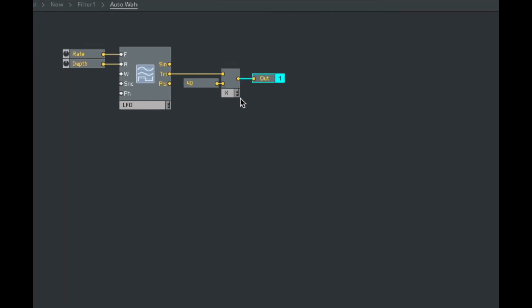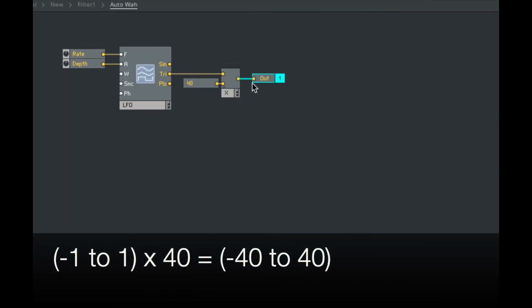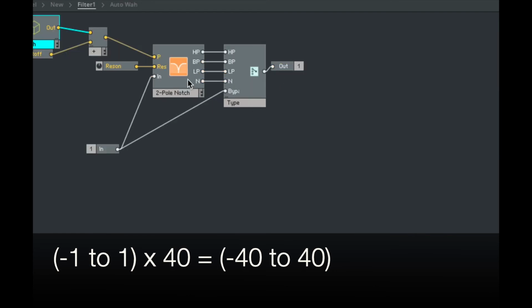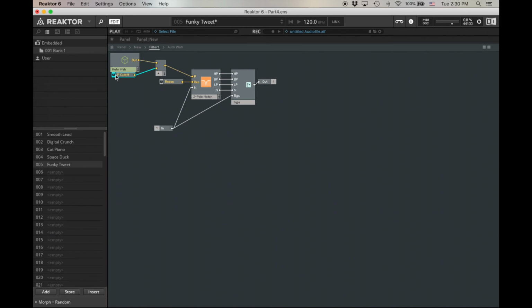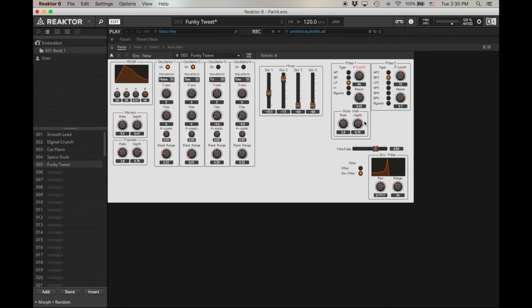So let's think about what's going on here. Negative 1 to 1. Negative 40 to 40. And then what we add that to is the cutoff here. So back to my panel. I'm going to once again turn off my vibrato and tremolo so we can isolate this. I'm going to switch this to be my filter, not my envelope filter, because it's only on this filter one. Change our filter fade, and now let's listen.